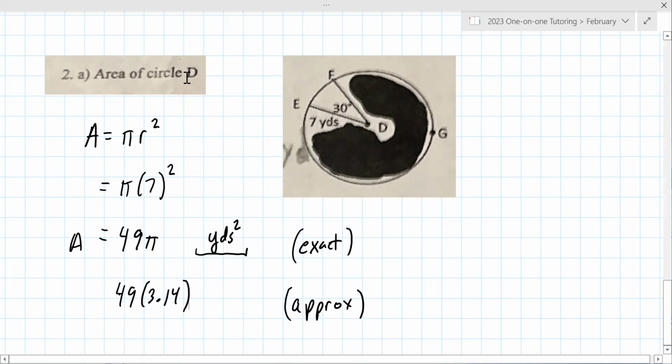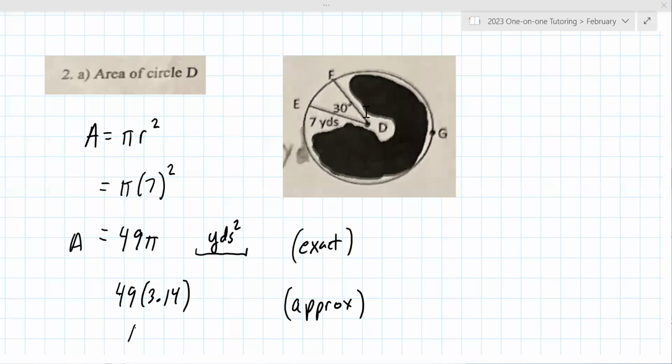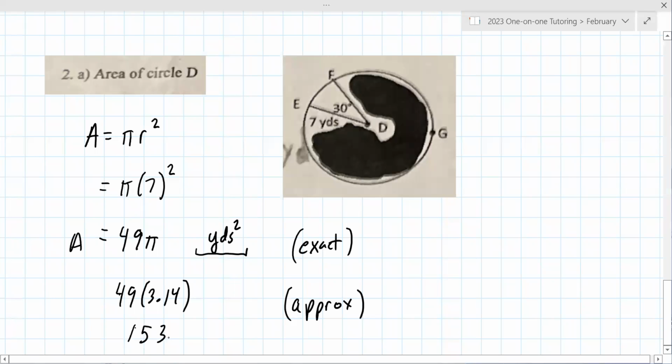So go ahead and calculate that for us, please. 153.86. What is the answer? 153.86. What are the units? Yards squared.